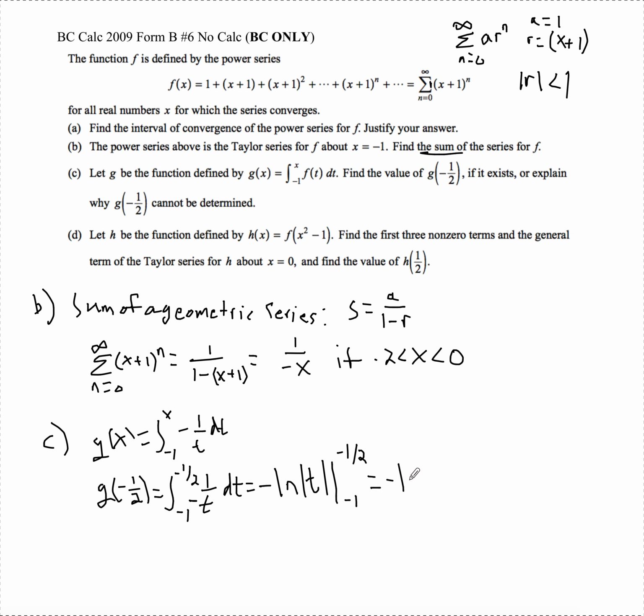So all I have to do is plug that stuff in. Negative natural log of the absolute value of -1/2, minus the quantity when I plug that in. So minus negative natural log of the absolute value of -1. There we go.